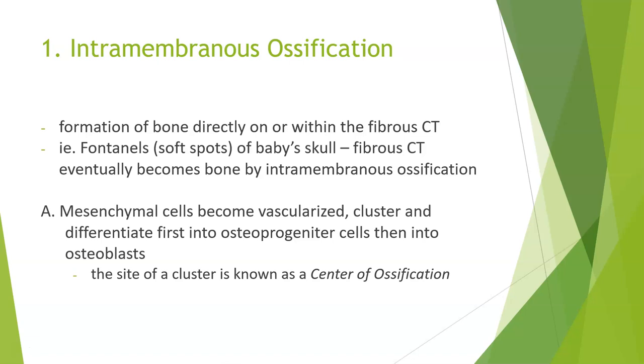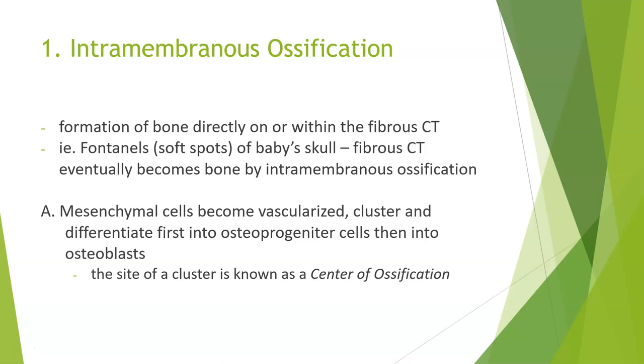And then as time goes on, these soft spots become ossified or hardened. But they are this actual fibrous connective tissue that will eventually ossify and become hardened. So what happens? The first thing is we have these mesenchymal cells. Now the mesenchymal cells become vascularized. The whole key here to ossification is blood.